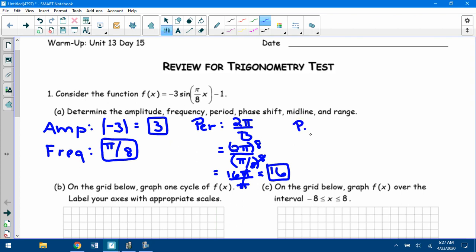Phase shift. What's the phase shift here? 0, because it's not shifting left or right at all. There's nothing in these parentheses. There's no plus or minus, I should say. So that's why the phase shift is 0.